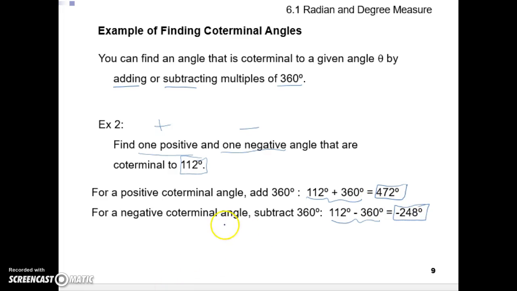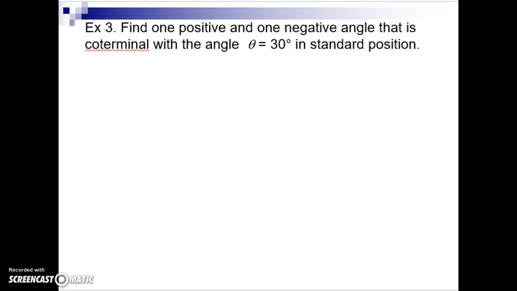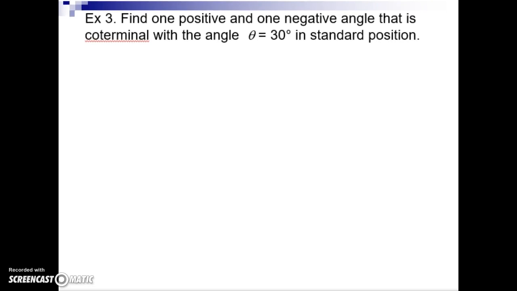So if you're asked to find coterminal angles with a given angle, then you just add a full revolution or subtract a full revolution. And for us in degree measure, that full revolution is 360 degrees. So let's do an example here. Find one positive and one negative angle that is coterminal with theta. Again, that just represents an angle measure, with theta equal 30 degrees.